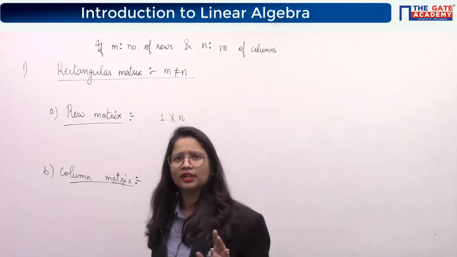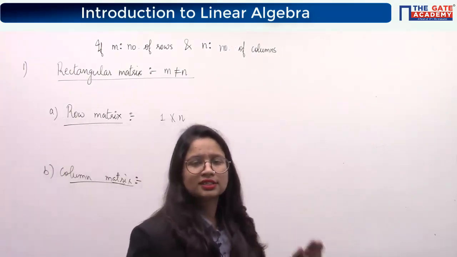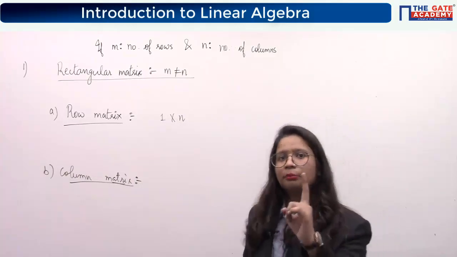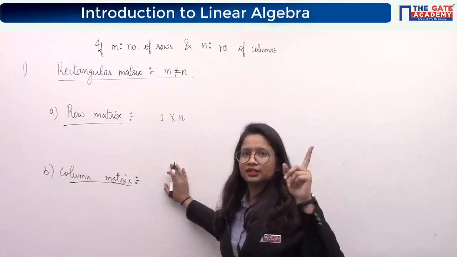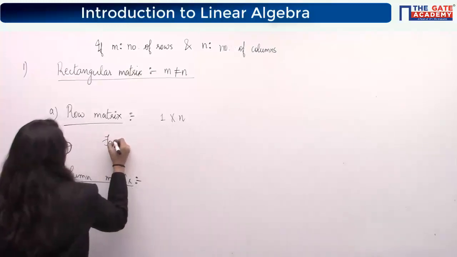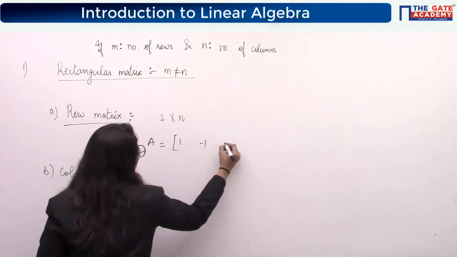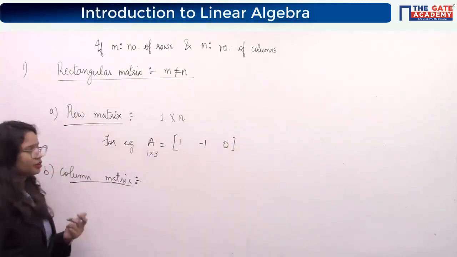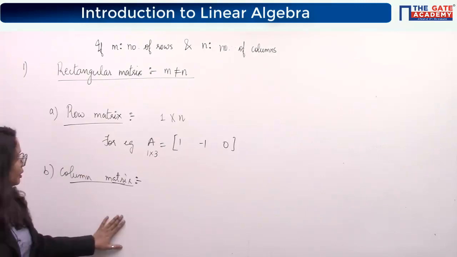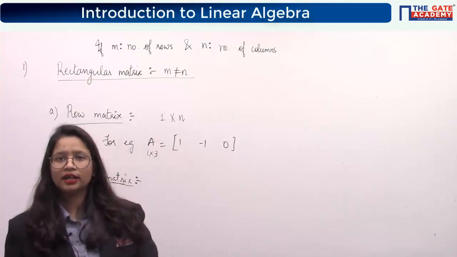Okay, so who all are saying m cross 1? Actually, they are not correct. Row matrix means a matrix having one row. Number 1 is defined for m, so 1 cross n is for row matrix. Yes? For example, this is a row matrix of order 1 cross 3. 3 columns, 1 row.